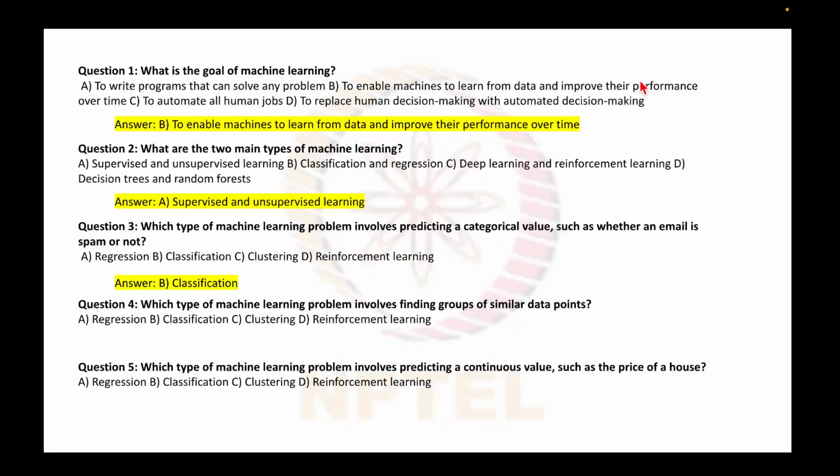So which type of machine learning problem involves finding groups of similar data points? So it is clustering. And predicting a continuous value, so it is regression.